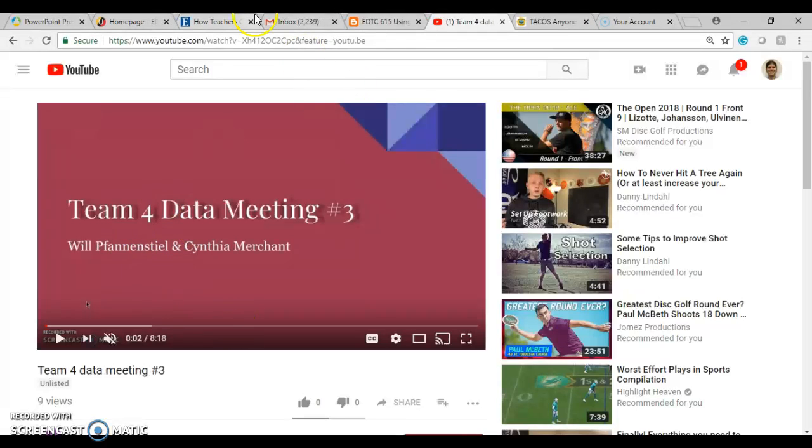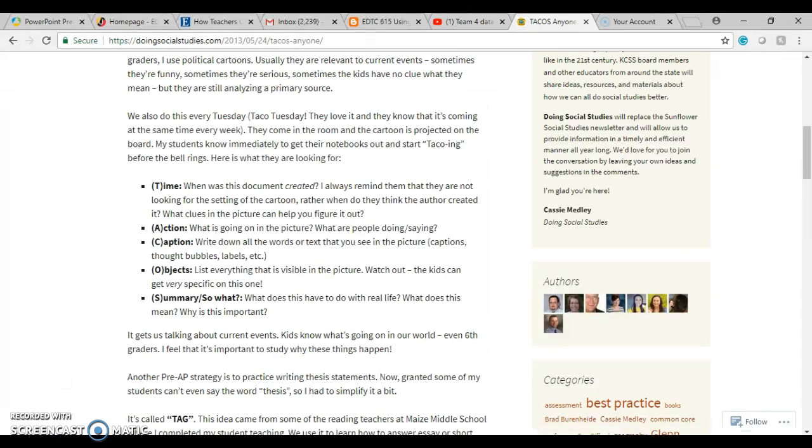So in looking at his data, well, in their data meeting number 3 presentation, Cynthia and Will mentioned that many of their IEP students are English language learners as well. And so I was wondering, referring to their SMART goal, how the analysis of visual artifacts would improve the writing and English learning gaps with these students. And in discussing with Will, he said that the goal would be to partner these students with another student that does not have these IEP and ELL barriers.